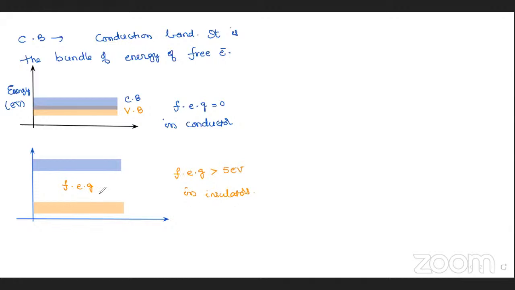Not possible. That's why the valence electron will not come out of the valence orbit. In that case the valence band is completely full of valence electrons, and the free electrons in the conduction band are 0. There are no free electrons, so no conduction of current. That's why it is not possible to send current through insulators. This is the thing in insulators. So in this case, the conduction band is completely empty.